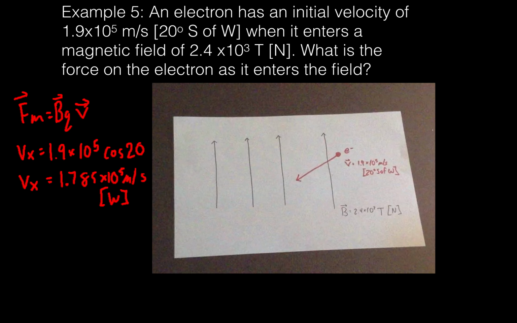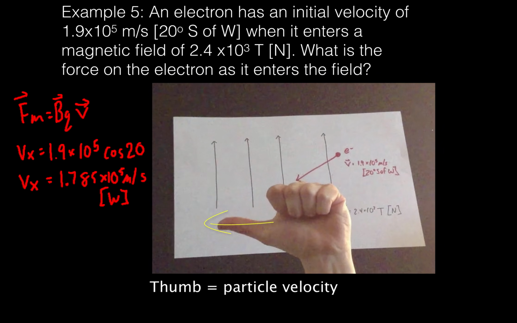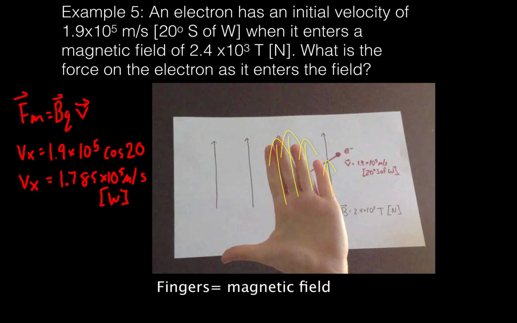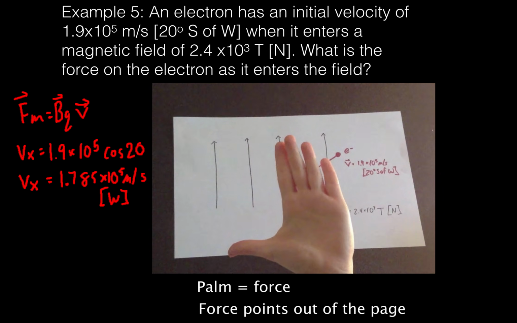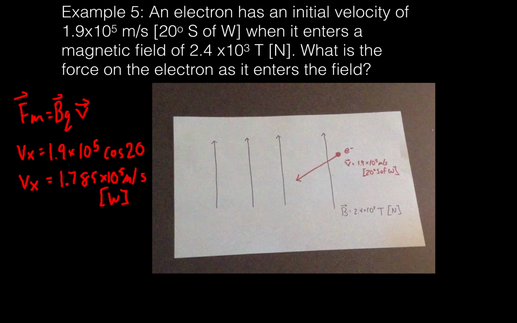Next, we're going to use the third hand rule to determine the direction of our electron's force as it travels through the magnetic field. Since it's an electron, we want to use our left hand. For the third hand rule, we point our thumb towards the west in the direction of the electron's velocity. We point our fingers towards the top of the page, or north, in the direction of the magnetic field. The magnetic force is given by the palm of our hand, and the force points out of the page. So the direction of this force is out of the page, or upwards.